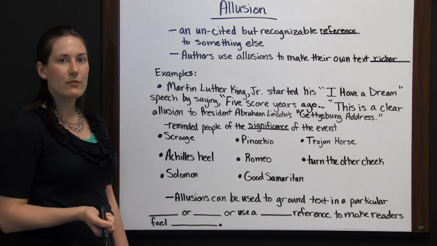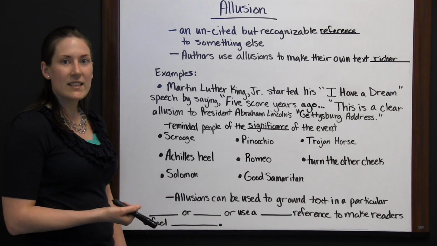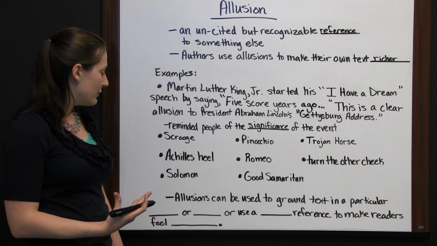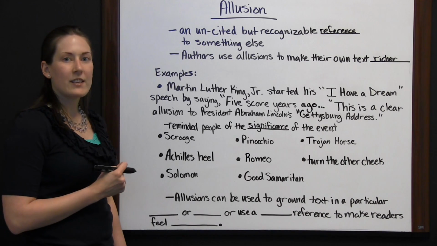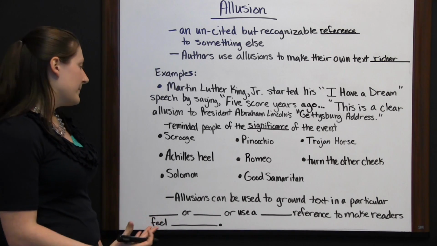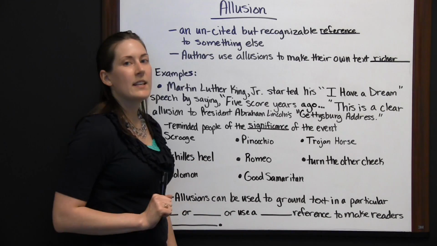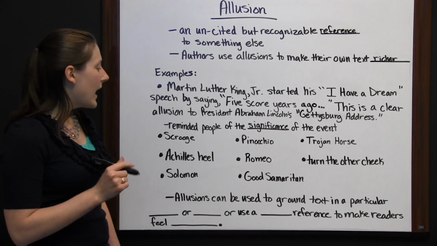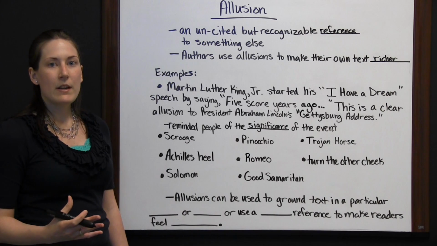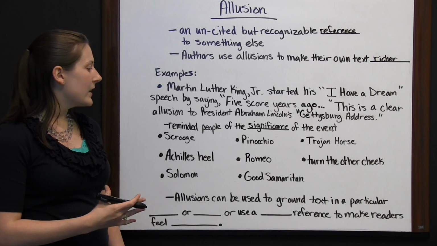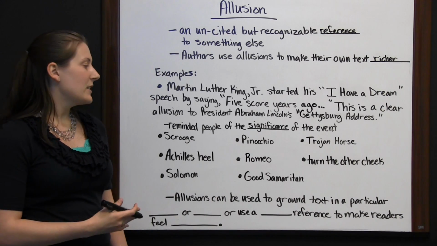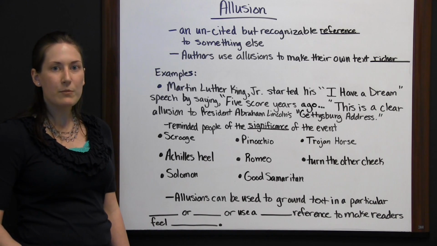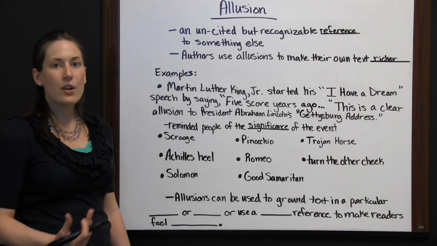Solomon is another biblical reference. He was a very wise king. So if you're referred to as someone who's like Solomon, it means you've got a lot of wisdom. And a good Samaritan is another biblical reference, and it refers to the good Samaritan on the road who helped someone when no one else would. So a good Samaritan today is someone who helps people or helps a person that no one else is trying to help.